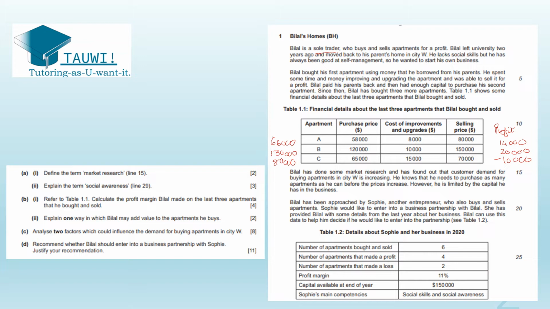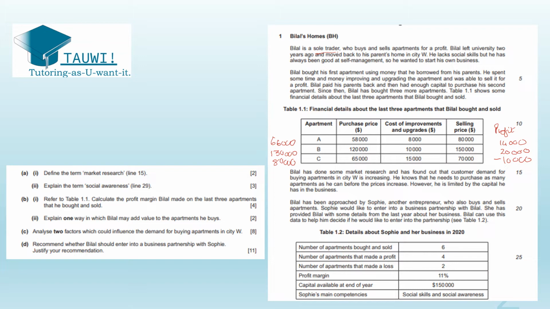Bilal has done some market research and has found out that customer demand for buying apartments in City W is increasing. Maybe there are new businesses, factories. He knows that he needs to purchase as many apartments as he can before the prices increase. However, he's limited by the capital he has in the business. Okay, so you need financing.